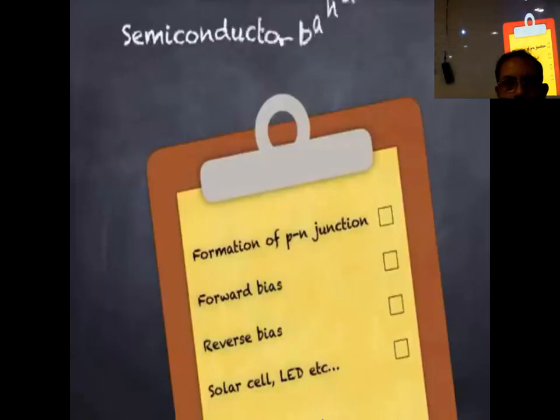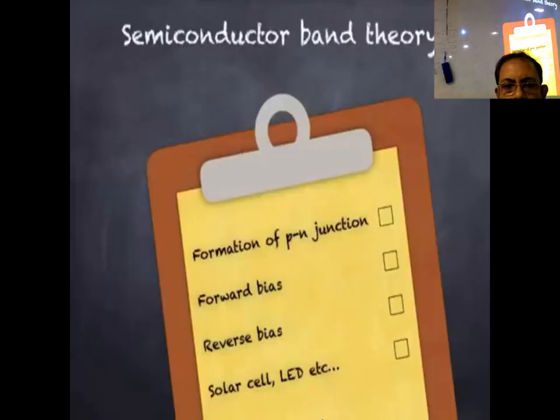Hi there, this is the second in the series of 3 videos on semiconductors. I'll be discussing the formation of a p-n junction and how it performs when forward or reverse biased. Applications such as the solar cell and light-emitting diode will be covered in the next lesson.